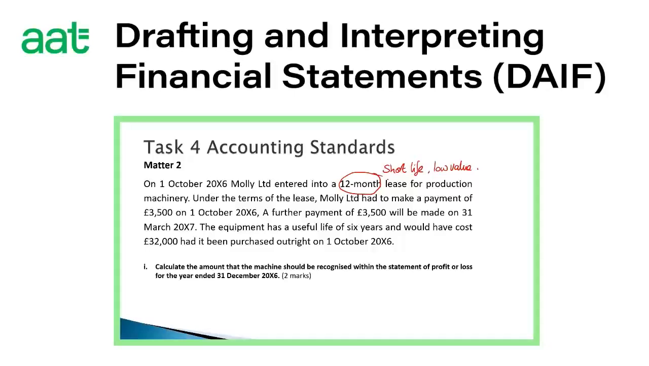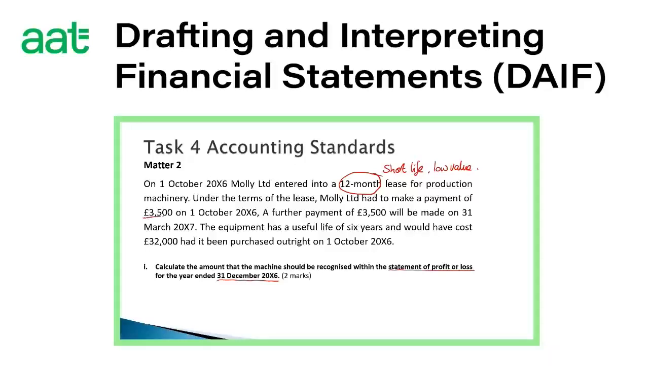So what do we do instead? We have an expense in the accounts. They've asked us, what would we recognize in the statement of profit or loss? Well, I need to work out what my expenses would be by year end. So year end is still 31st December, but this year it's X6. And you've got to pay attention to the dates.